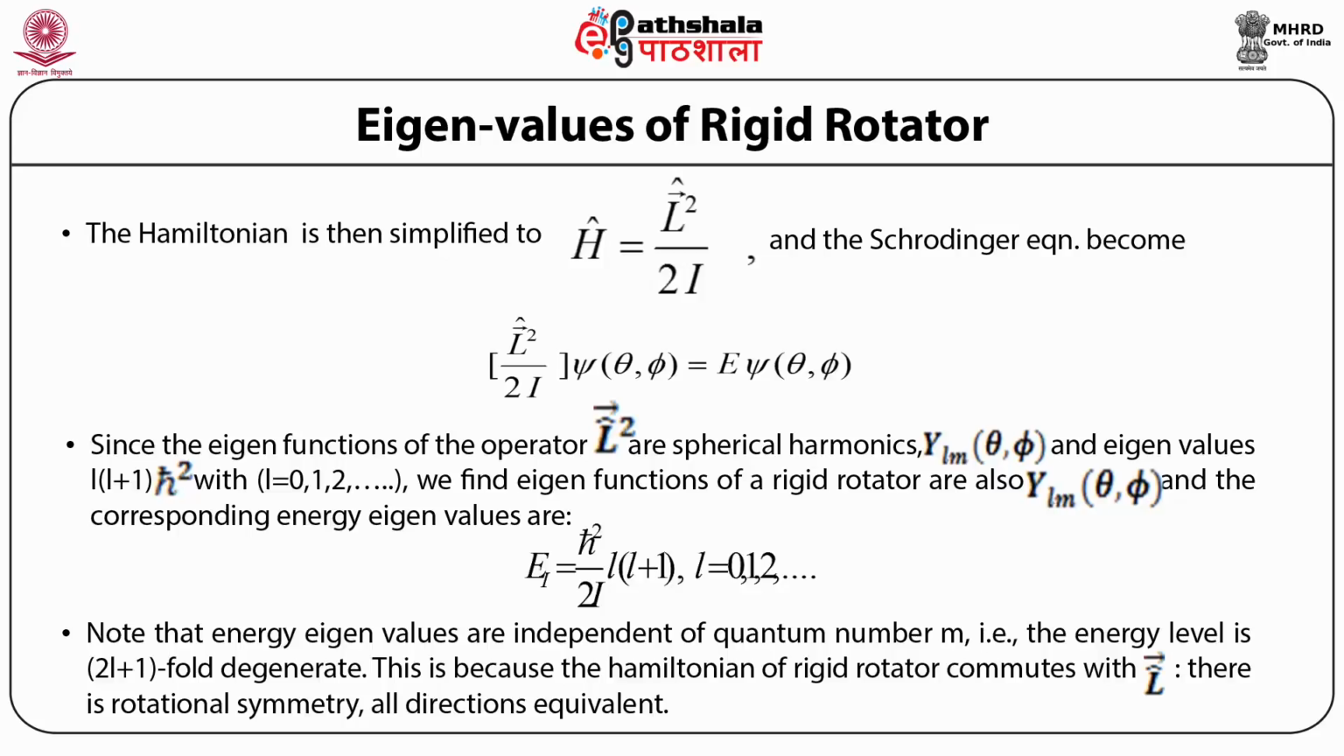And this is because the Hamiltonian of the rigid rotator commutes with the operator L, that is, it commutes with the orbital angular momentum operator, and thus one can see that there is rotational symmetry and all the directions are equivalent. So students, let us now summarize what we have learned in this module.